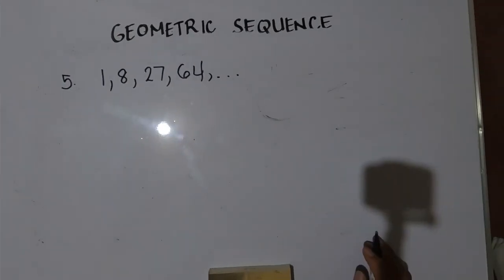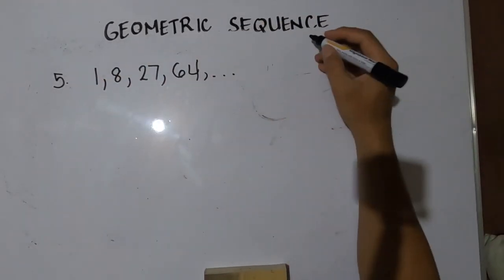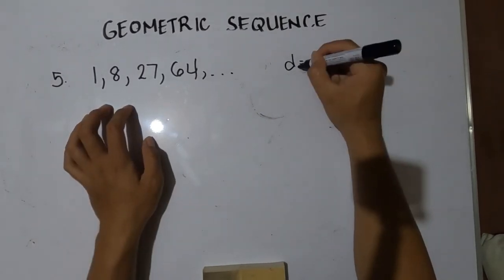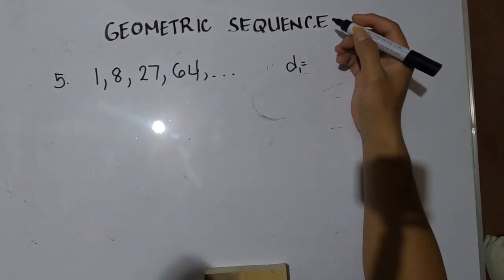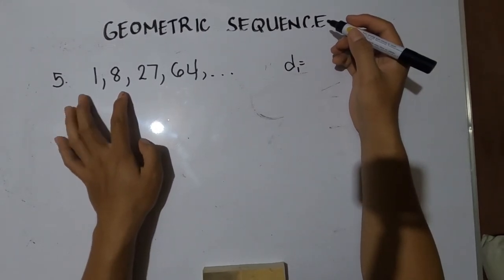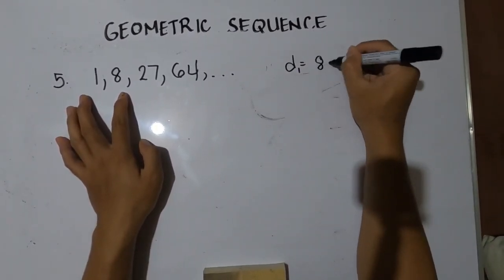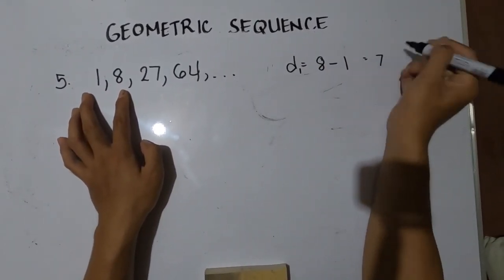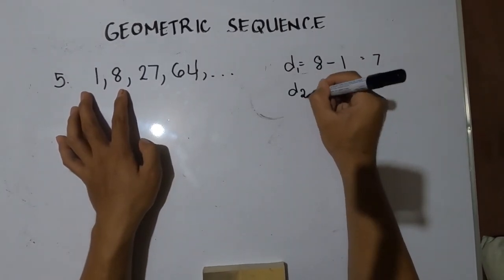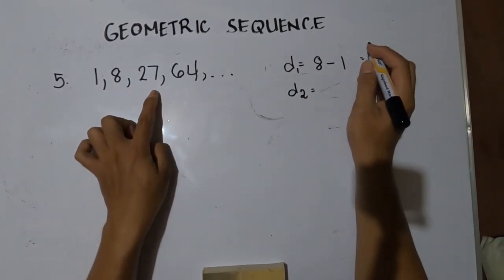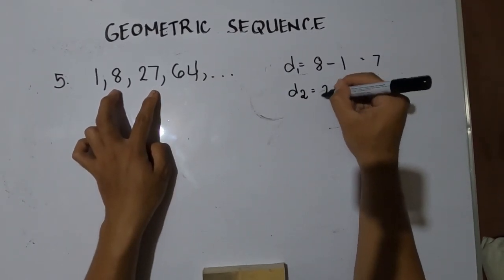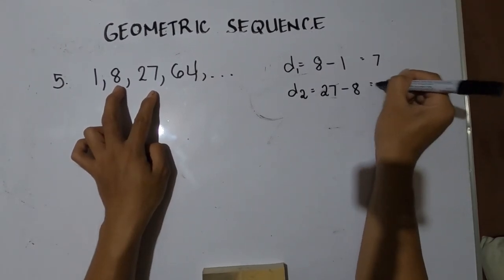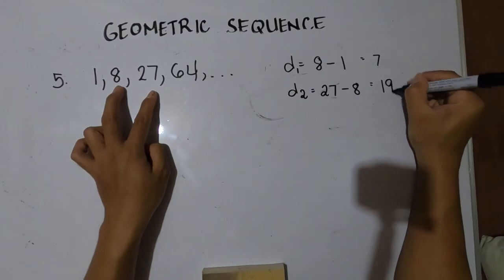Last, number 5. Let's try to verify if it has common difference. Again, let's try to determine the difference between the second term and the first term. That is 8 minus 1. Second term minus first term, that is 7. Let's proceed to the difference between the third term and the second term. Third term is 27 minus its previous, which is 8. 27 minus 8 is 19.